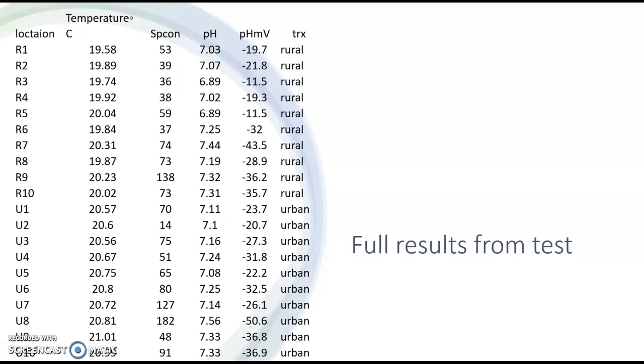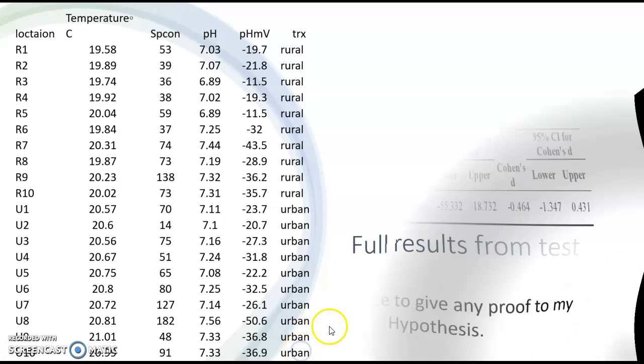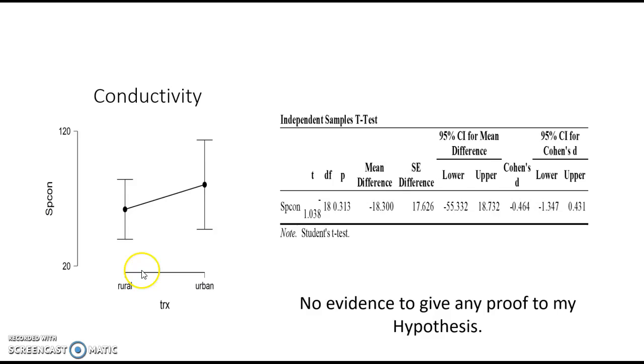This is the full table of the temperatures, the specific conductance, the pH, and how it was broken down. You see the codes. Temperature variation is not very great, pretty much 19.5 degrees to 21 degrees Celsius. However, the specific conductance had a lot of variation. I'd like to point out the highest was 182 and the lowest was 14. And both of those are in the urban environments. And that changed a lot.